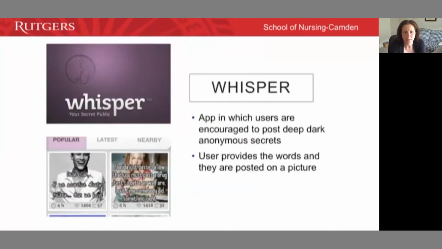Whisper is another app that uses pictures with messages inscribed over them, and this app encourages the user to post a picture of themselves with a deep, dark, anonymous secret. Predators gravitate towards the pictures and messages of vulnerable victims and then begin to message them from there, and that's one of the ways in which these perpetrators lure their victims.